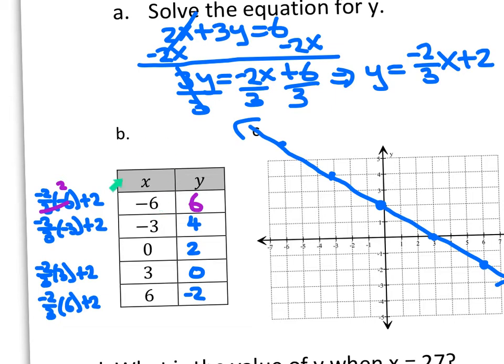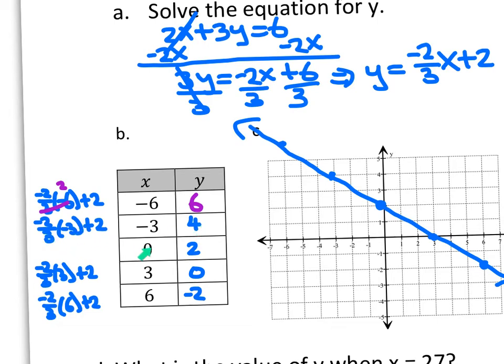On the table here, you're going to substitute negative 6. So we're going to put negative 6 here times negative 2/3, and then we're going to add 2. You can see that the 3 divides into the negative 6 twice. So negative times a negative is a positive 4, plus 2 is 6. Now if we substitute negative 3, the 3 and the 3 cancel, leaving us with negative times negative is a positive 2, plus 2 is 4.